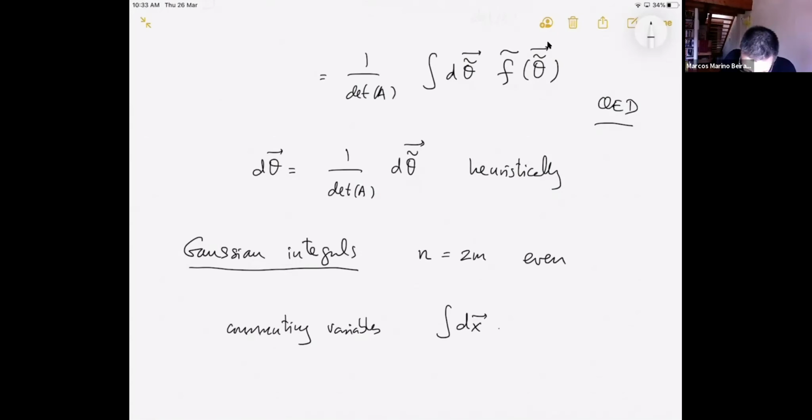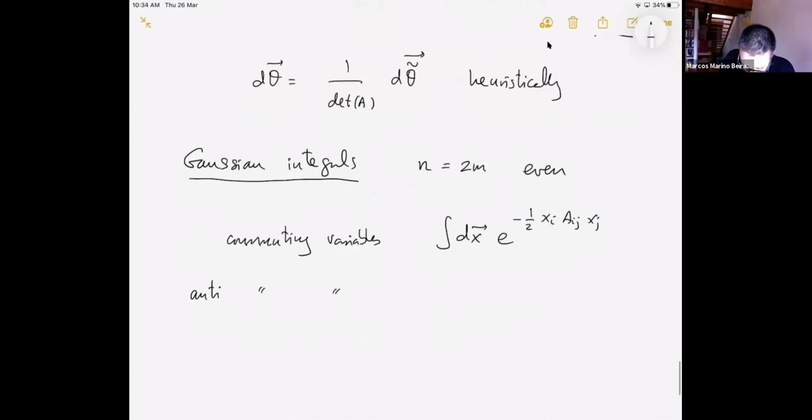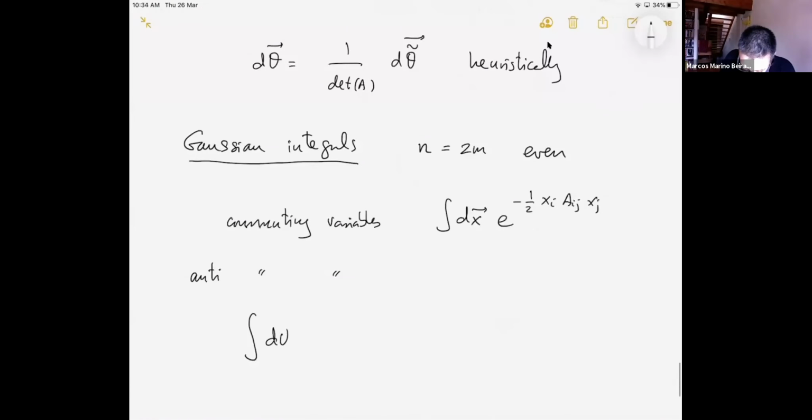Now, for anti-commuting variables, our integral will be of the form dθ1 ... dθn, so it's a Berezin integral. And now I'm going to do an exponential, and I'm going to use again a quadratic form. So let me, for the moment, introduce the explicit sum symbol, and I will have a_ij θ_i θ_j. So I want to do this integration. This is a Gaussian integral in Grassmann variables.